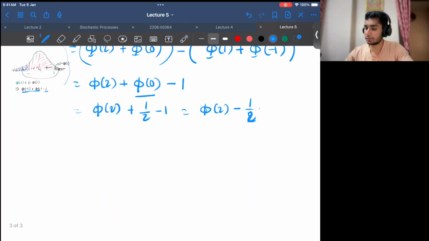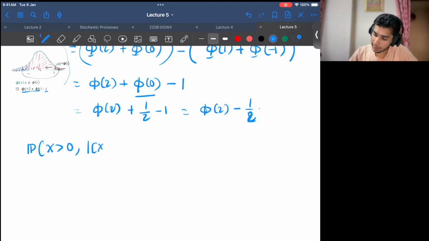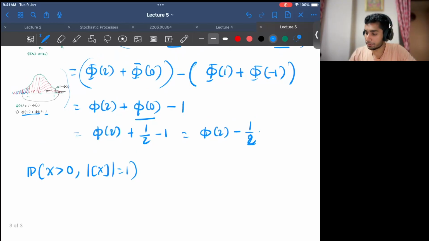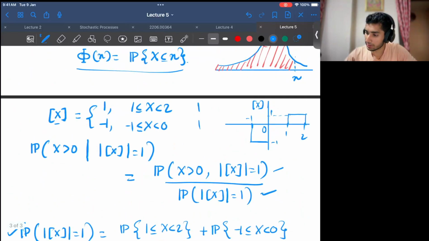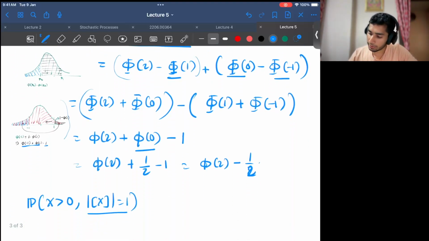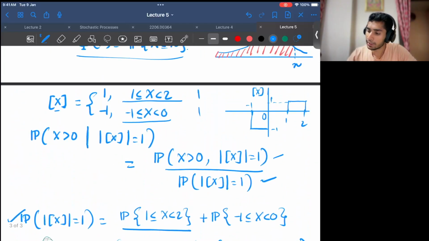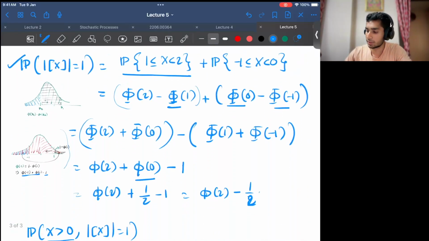Now the second half of the calculation is basically calculating the probability of x greater than 0, given mod of box x equal to 1. What is this? Well, mod of box x is equal to 1 in two cases, right? When x is between 1 and 2 and x is between minus 1 and 0. And along with that, if I want to ensure that x is greater than 0, that can happen only if x is between 1 and 2, right? Because if x is between minus 1 and 0, then x is actually less than 0. That case cannot be counted. So the only case that can be counted is x is between 1 and 2.